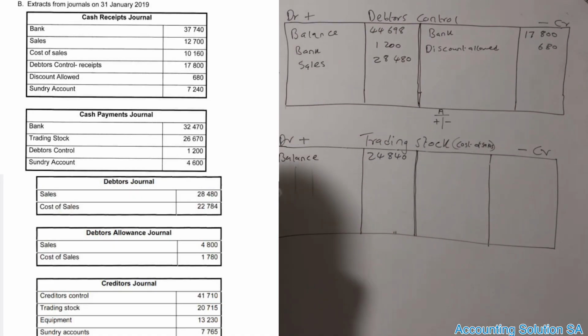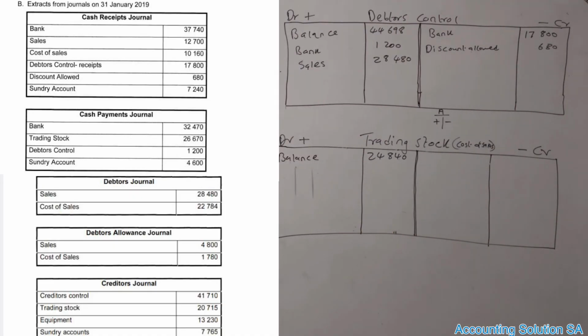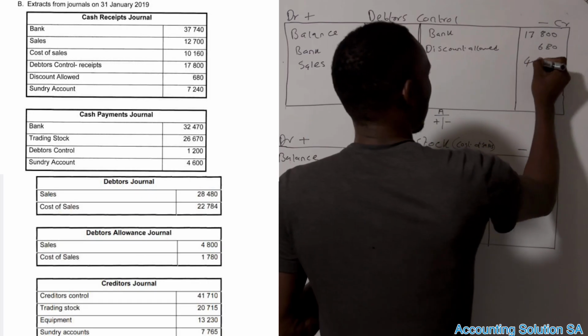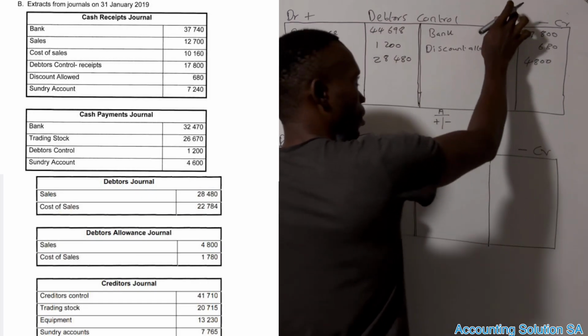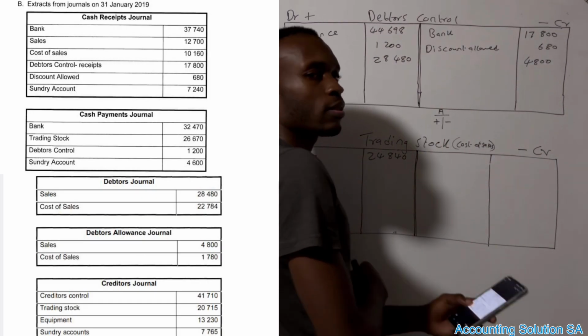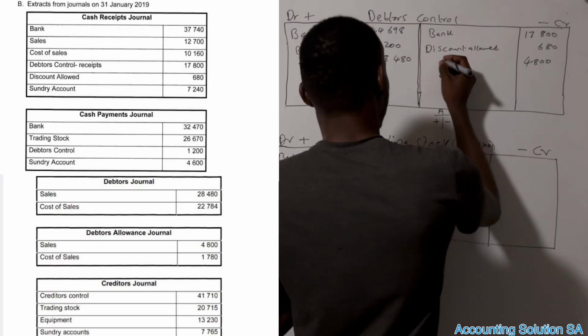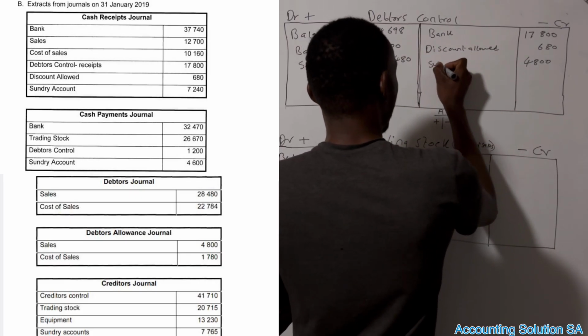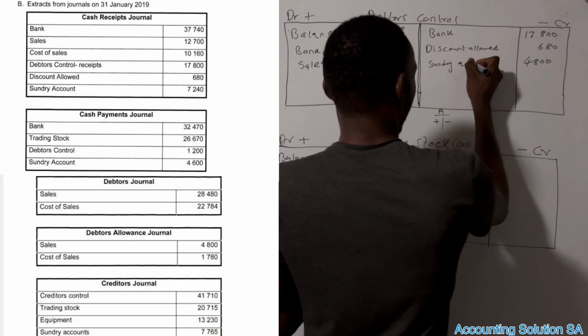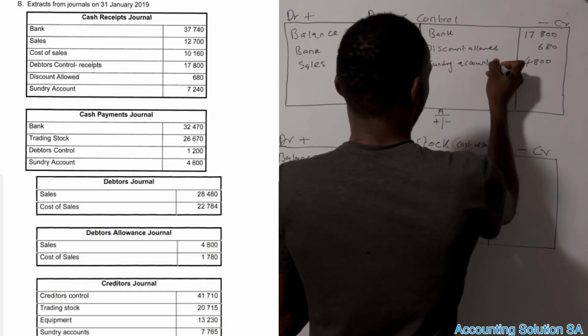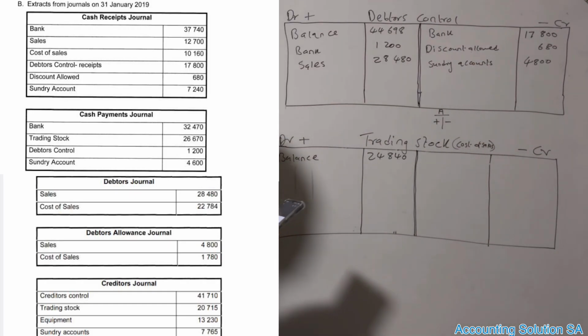Okay, debtors allowance, he returned. They are saying that he has returned. Okay, he returned how much? 4,800. He returned 4,800. 4,800 is going to be reducing what? His debt. He can't pay for something that he has returned. Okay, we record it under sundry account. Very simple. Okay, then the next one.